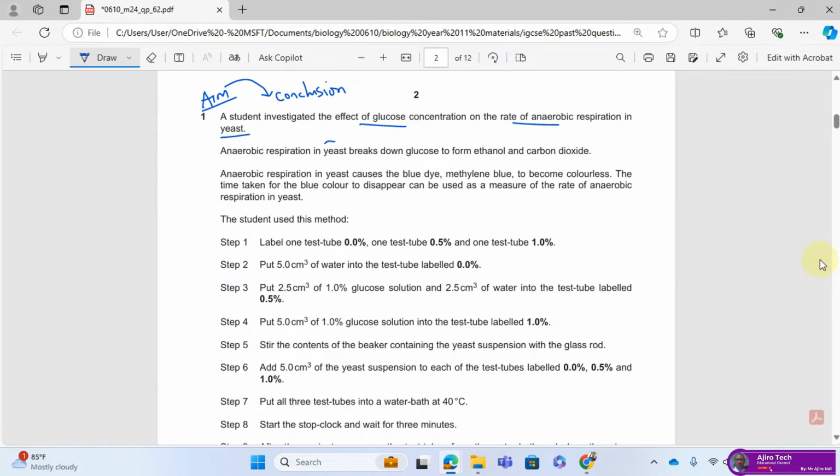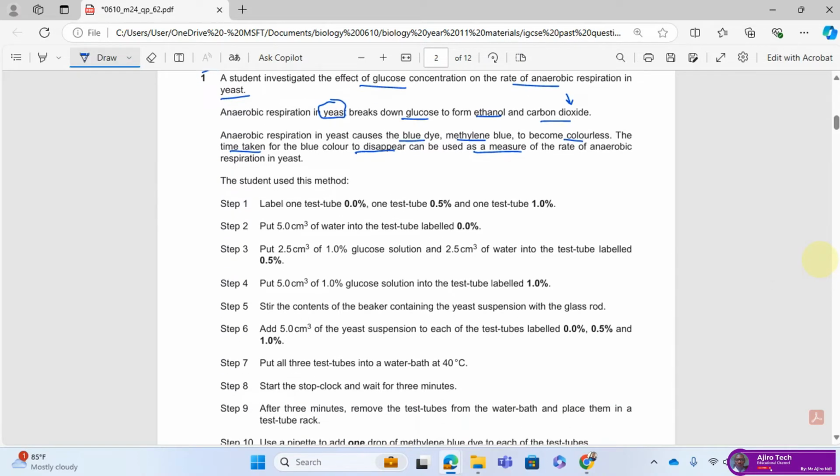We know that when yeast respires anaerobically, glucose is broken down to give ethanol and carbon dioxide. And we can test this using a blue dye, which is methylene blue. It turns colorless with increasing concentration of carbon dioxide. So the time taken for the blue color to disappear in the methylene blue can be used as a measure of the rate of respiration in yeast.